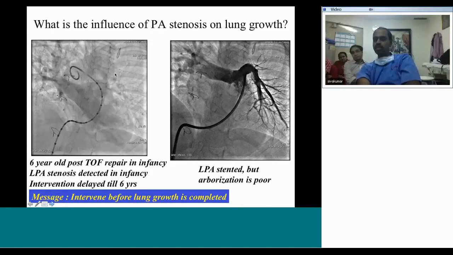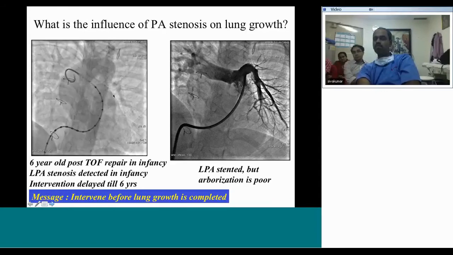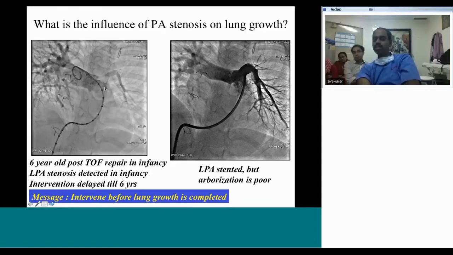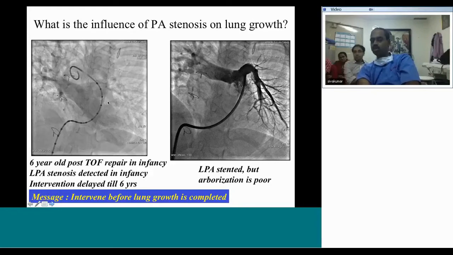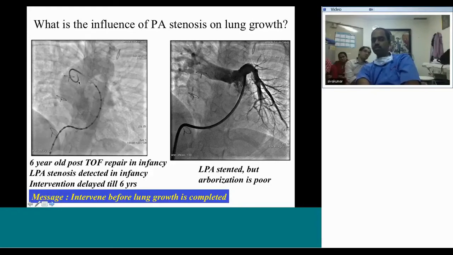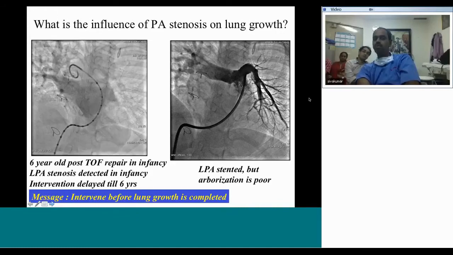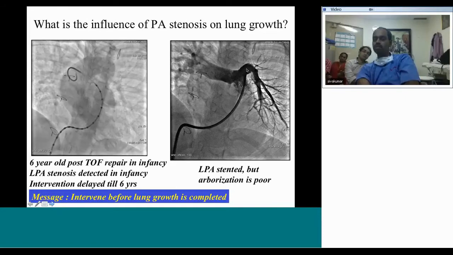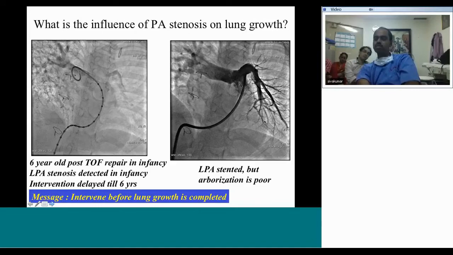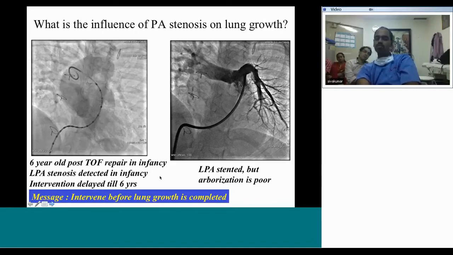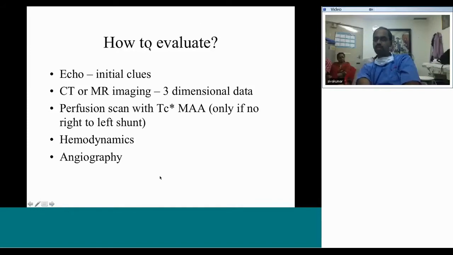Suppose there is a tight pulmonary artery stenosis and you leave the patient for many years without correcting it, thinking that the child is asymptomatic and even one lung perfusion is enough. These children do not grow their left lung at all. So finally, you will see that there is hardly any flow. And even after you do a successful stenting, the arborization is still very poor. So it's very important that all these patients should be intervened on before the lung growth is completed.